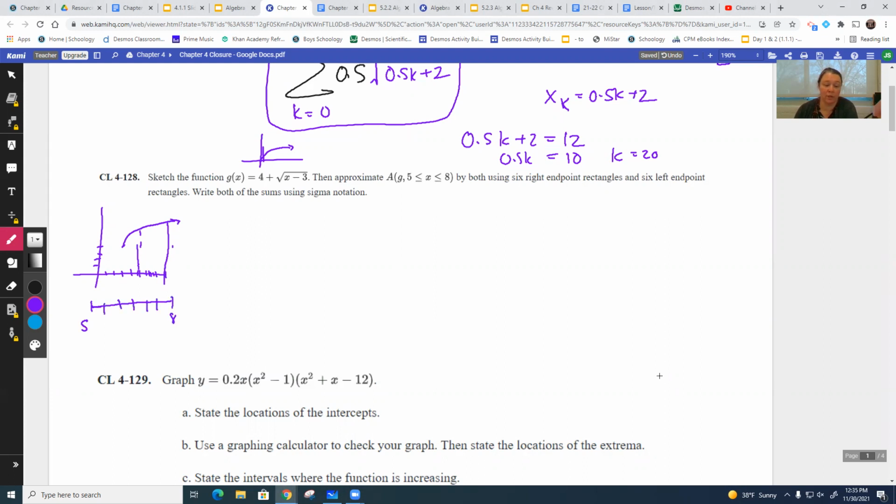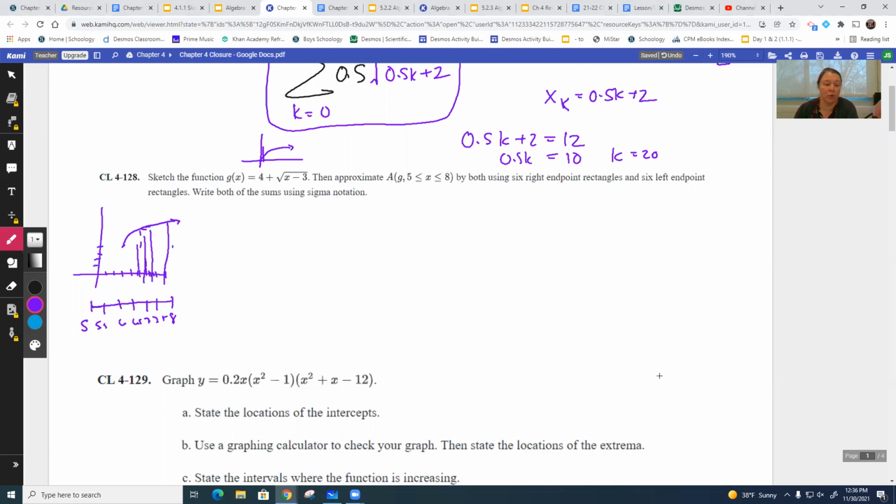So from 5 to 8 is a difference of 3. So this would be like 5.5, 6, 6.5, 7, 7.5. Okay, we could draw all these little rectangles, and they want the left endpoints, so that would be on this side, and the right endpoints. I don't think we really need the graph to answer this question though.